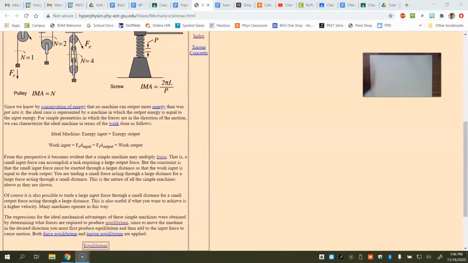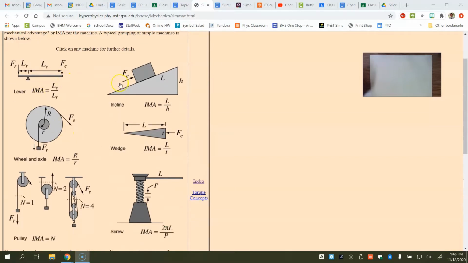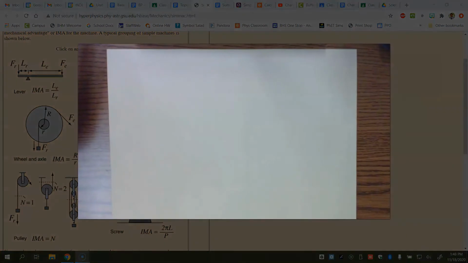So we're going to go through some of the details of each of these machines. You can go ahead and click on each of the machines to get the further detail, but I'm going to switch over so that the computer screen isn't showing anymore, and now we're just going to go straight into me being able to write. Alright, so here we go.